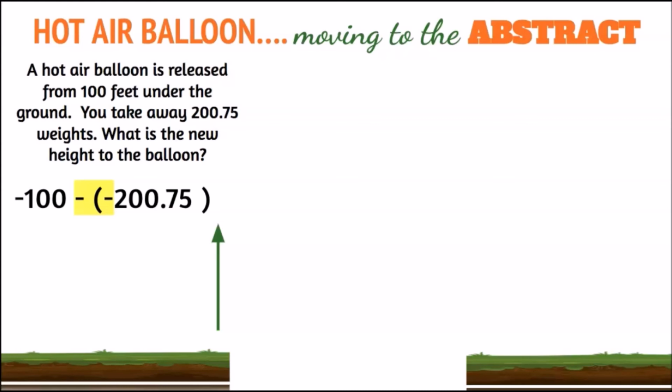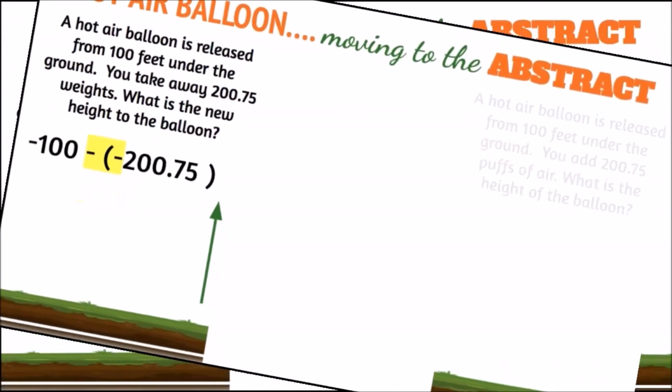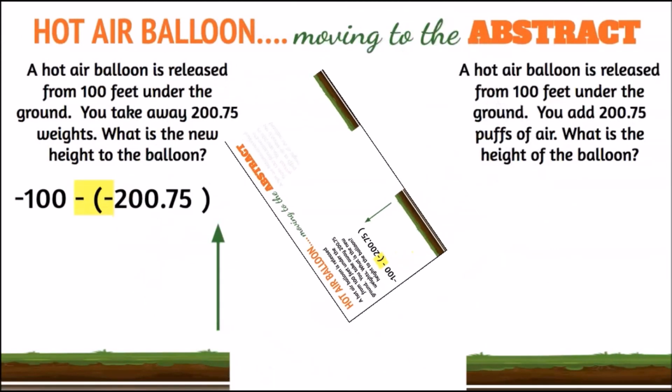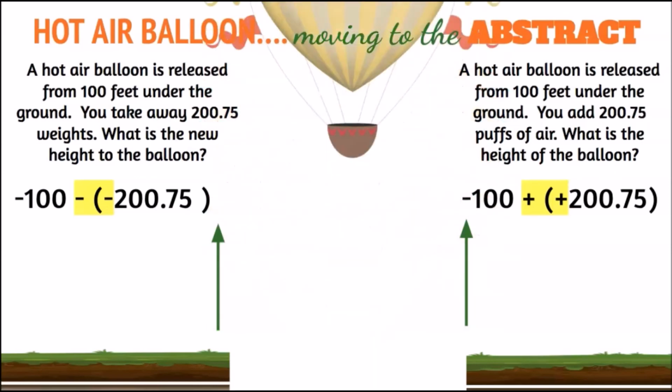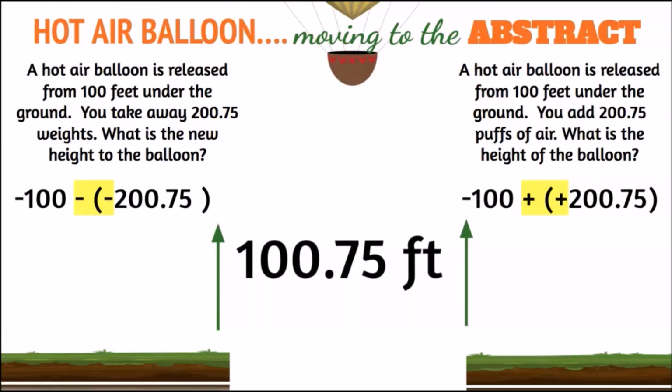which would move it above the ground. I would also ask my students, what's another situation that would give me the same result? And they should say, a hot air balloon is released 100 feet from under the ground, and you add 2¾ puffs of air. Then we again discuss, what's the height of the balloon? So the mathematical statement would now be negative 100 plus a positive 2¾. Kids will note again that it will move them up. They see again that subtracting a negative is the same as adding a positive. We have now rewritten subtraction as addition, and they can find the final answer to be 103¼ feet.